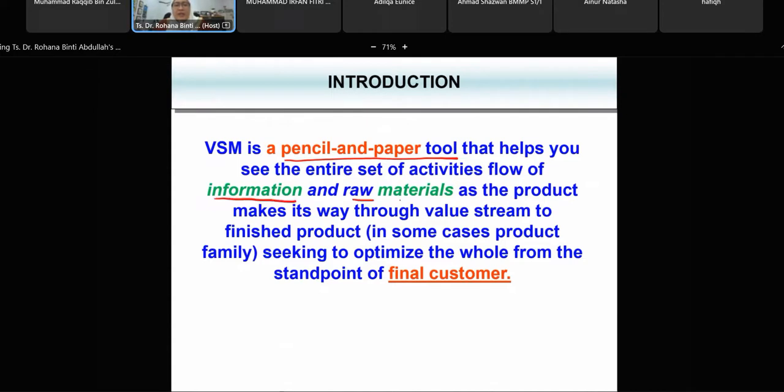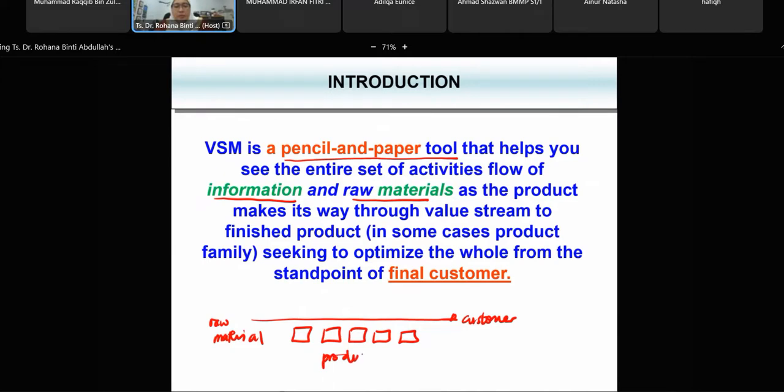You keep on saying information flow and material flow, right? That the product makes its way through the value stream to finish this product. Alright? Maknanya tadi macam kita cakap lah, from raw material until to customer. So the whole process kat sini, whatever the processes involved, alright, to produce, right, ini daripada supplier to the customer. And semua, all the information is involved kat sini. This the whole flow ni, this is what VSM is all about.